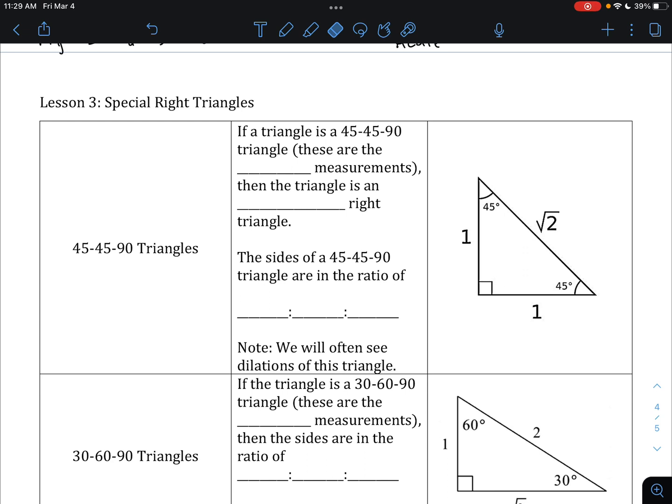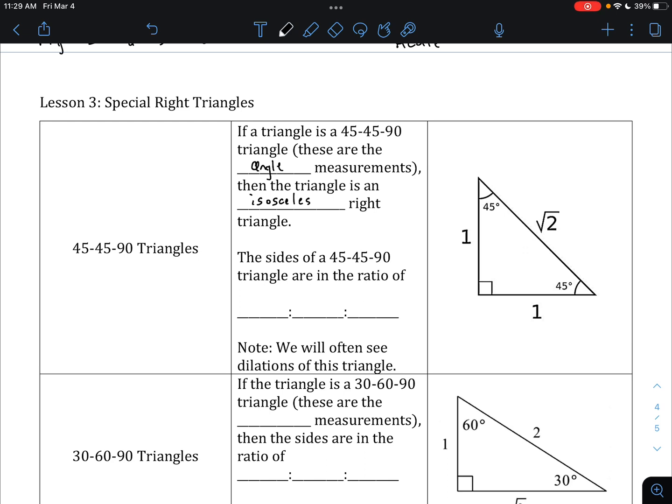One thing to note about these triangles is that the names are the angle measurements. So if a 45, 45, 90 triangle is what we're dealing with, that means the triangle has 45-degree angles here, here and here, and it has a 90-degree angle here. So those are the angle measurements. Now, since I have two angles that are the same, that means I have two sides that are the same, which makes this an isosceles right triangle.